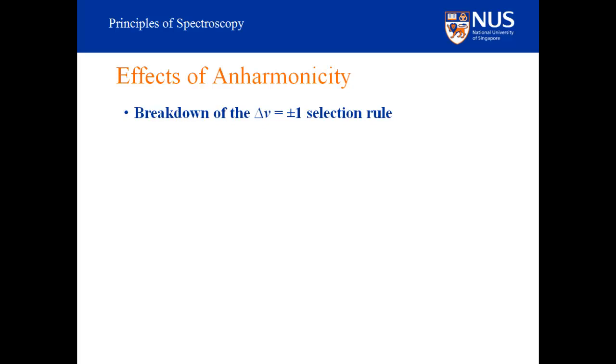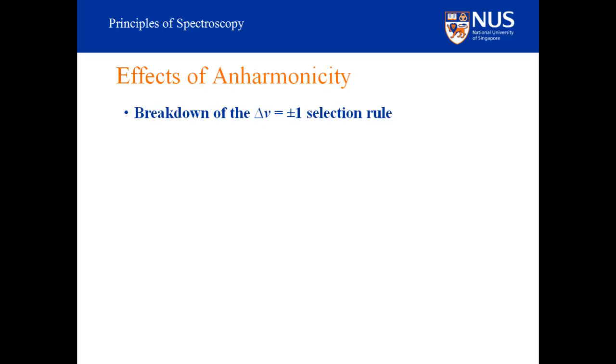But the thing is, the transitions where delta V is greater than 1 are very much weaker. The way to think about this is that anharmonicity is a small perturbation to the harmonic problem. The harmonic problem rigorously has the selection rule that delta V is equal to plus or minus 1. That selection rule gets broken because of this small perturbation, but because it is a small perturbation, the intensities of anything that breaks the harmonic rule are much weaker. Hopefully, intuitively you can understand that.